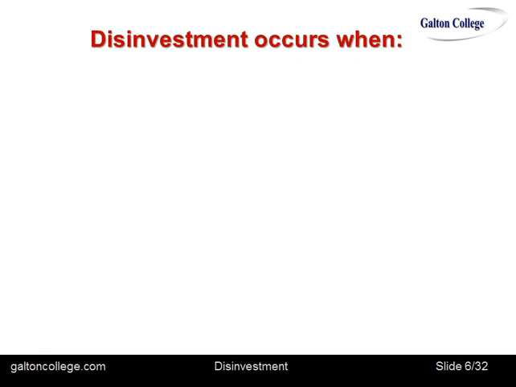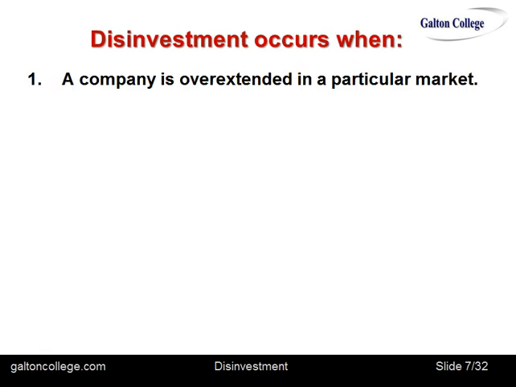Disinvestment occurs when a company is overextended in a particular market. So a company may have too many resources committed to a particular market, so it wants to diversify a bit more. It wants to reallocate resources so as to diversify risk, for example. Perhaps opening a second line of production, a different product, opening a different market, diversifying just in case.